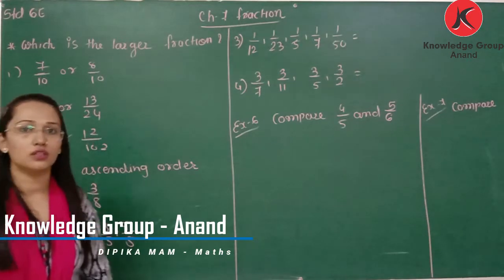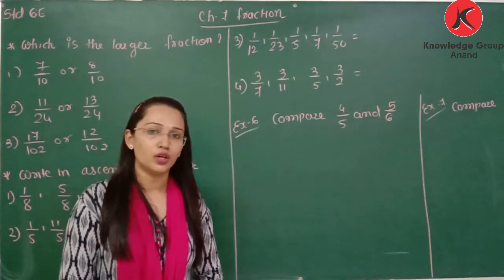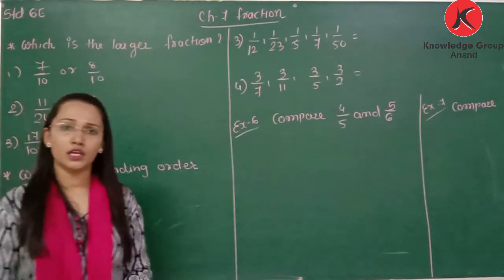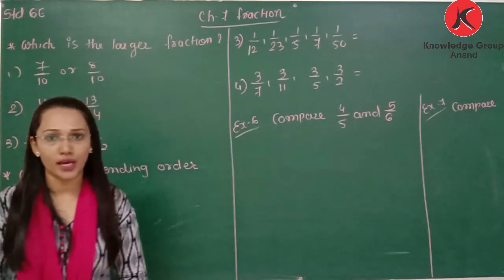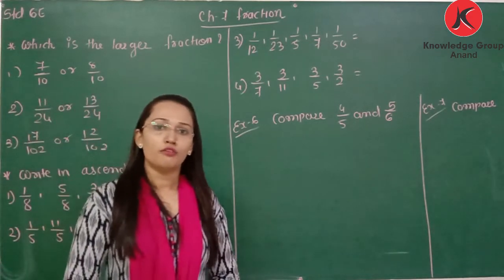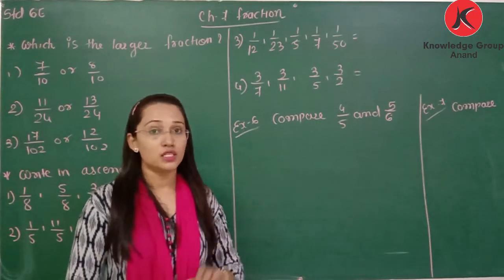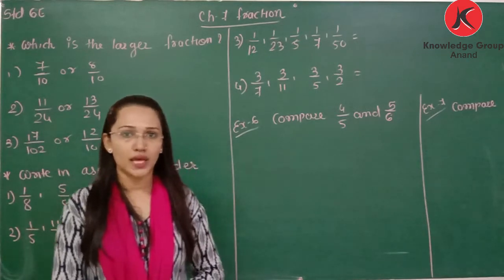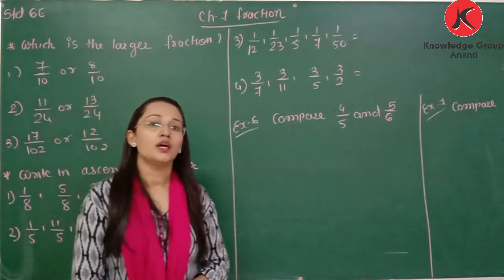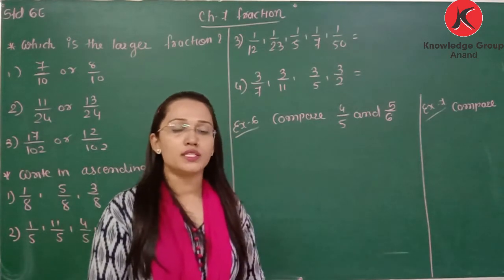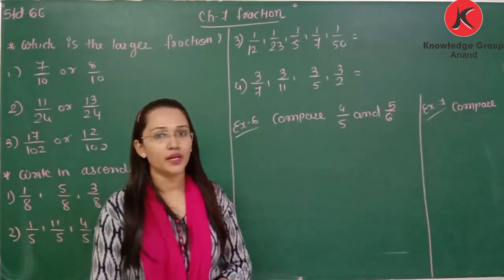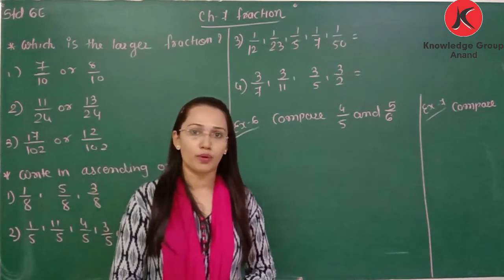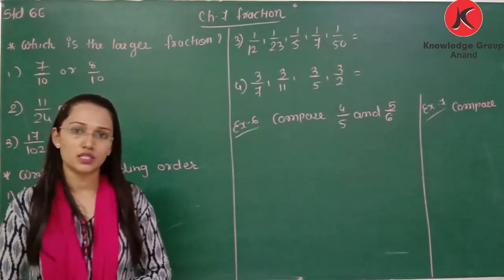In unlike fraction comparison we learned three methods. You can compare unlike fractions by finding the equivalent fractions and comparing the fractions with the same denominator. We learned the LCM method, which we will use mostly. Which method will we use the most? LCM method. In that we take the LCM of the denominators and make each denominator equal to the LCM by multiplying numerator and denominator with some number.